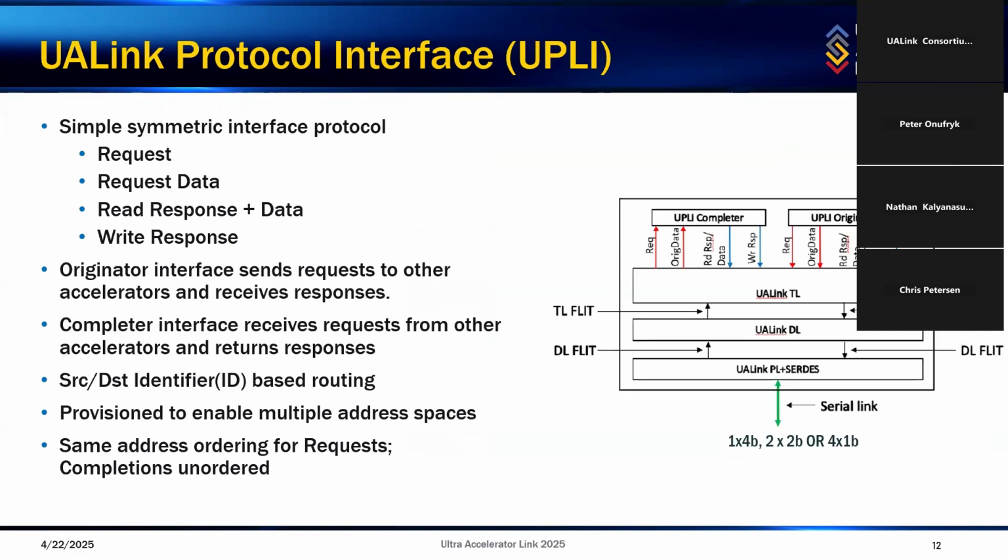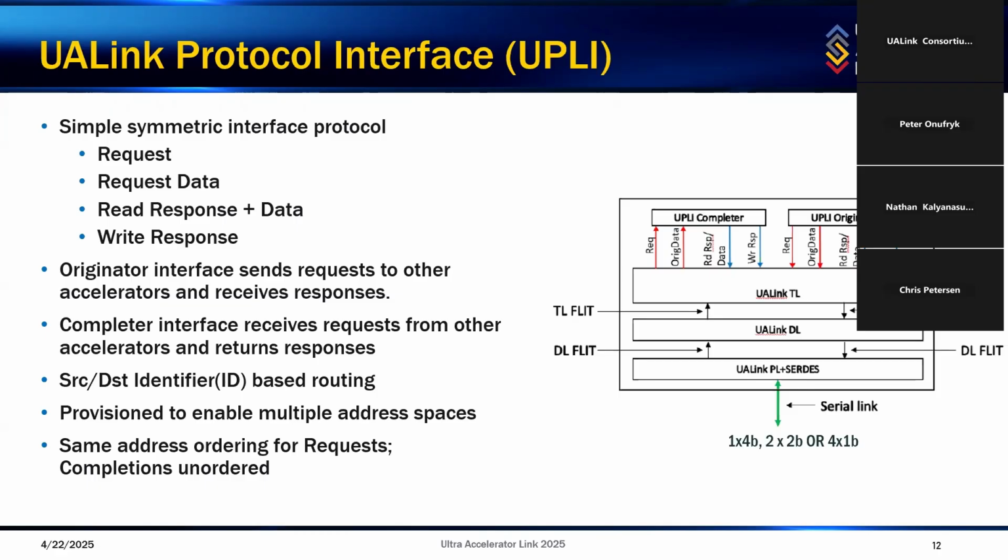Okay, so let us review each of these layers, starting with the protocol interface. UALink protocol presents a very simple interface to the accelerator and the switch cores. AI workloads demand symmetric communication between accelerators. Accelerators and switches both are expected to enable simple symmetric protocol. The protocol interface, as you can see, has a request command, request data, write response, and read response channels. The read response channel also includes additional data. Since it's a symmetric interface, there are two copies of the interface labeled originator and completer.